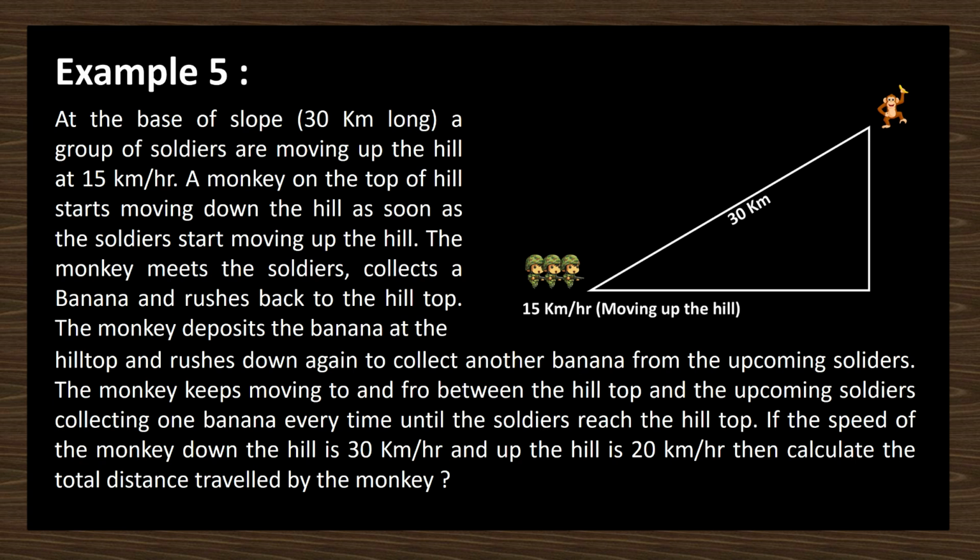The monkey keeps moving to and fro between the hilltop and the upcoming soldiers, collecting one banana every time until the soldiers reach the hilltop. If the speed of the monkey down the hill is 30 km per hour and up the hill is 20 km per hour, then calculate the total distance traveled by the monkey.